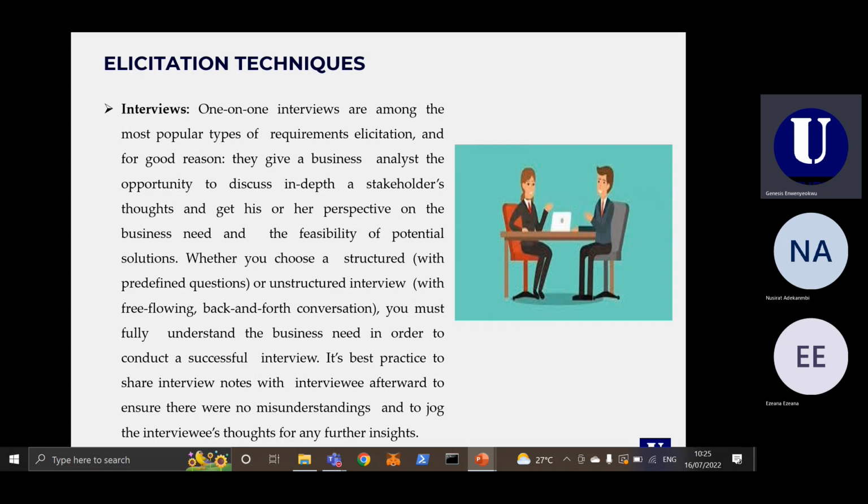It's best practice for you to share your interview notes with the person you interviewed after you have finished the interview, to ensure that there are no misunderstandings and also to jog the thought of the person that you interviewed for further insight.